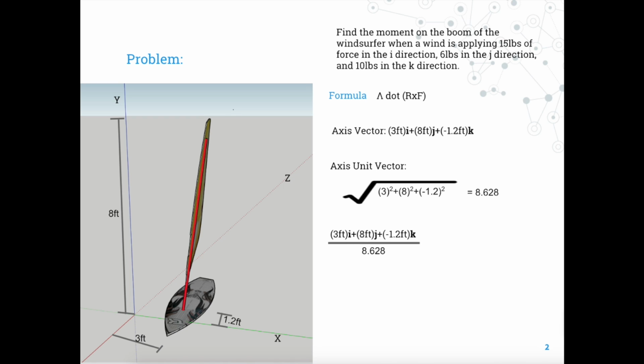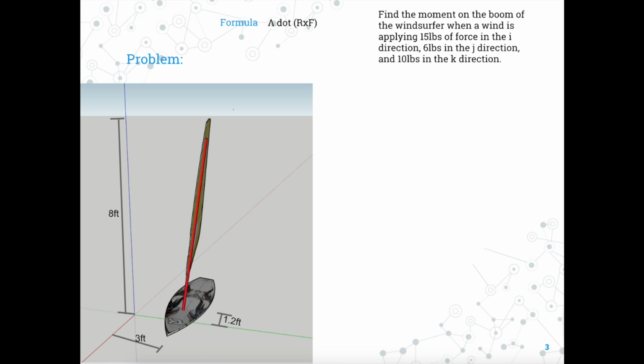This gives us our unit vector right here, which equals 0.348i plus 0.927j and a negative 0.116k. What makes a unit vector is if you square all these terms and do the same thing we did here to get this magnitude, it will always equal 1. So now we know our unit vector and our axis vector.